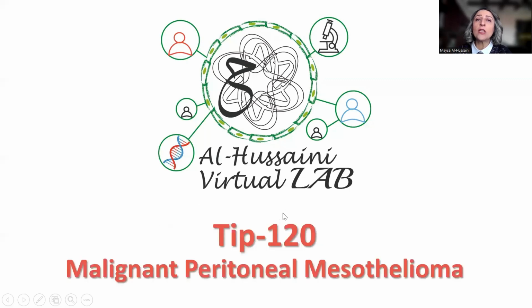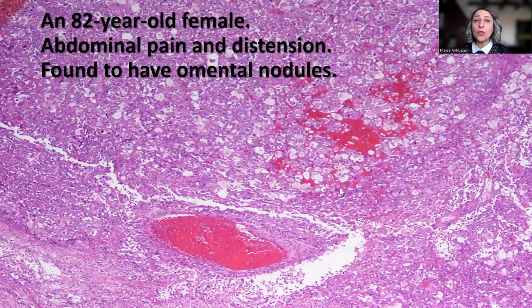What I'm going to be sharing with you today is a nice example of a rare entity, but an important differential diagnosis, which is malignant peritoneal mesothelioma. This is a case of an 82-year-old female patient who presented with abdominal pain and distension and was found to have omental nodules. The first thing that would come to mind is that this is probably a female genital tract, in particular ovarian tumor, widespread metastatic to the omentum and/or to the peritoneum.